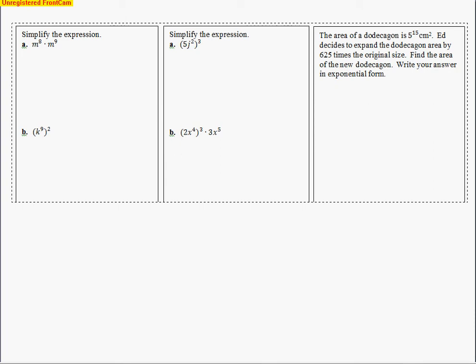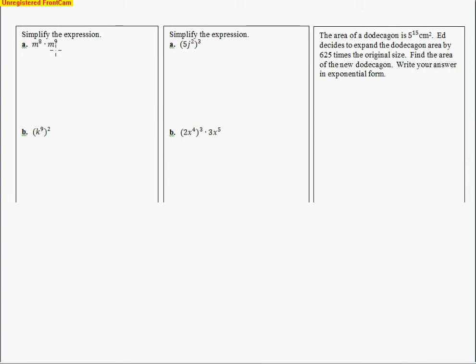And here we are asked to evaluate or simplify this expression. And so we find that since we're multiplying, we have 8 m's, and then we have 9 m's. And the rule is that we're going to count up how many m's we have. And so in order to count up, we add, and that's what I'm going to do here. So we have m to the 17th power.